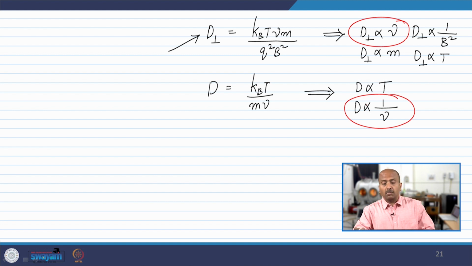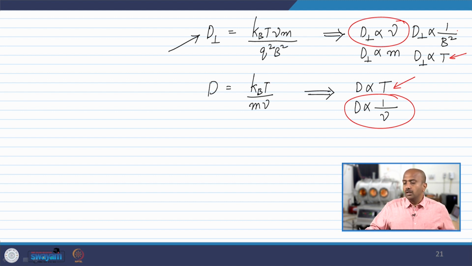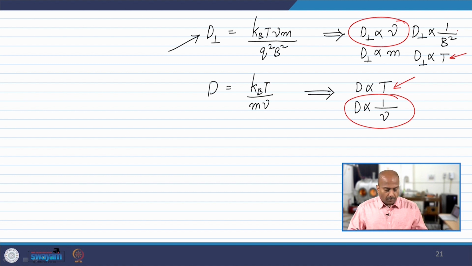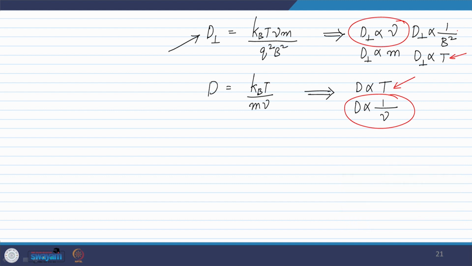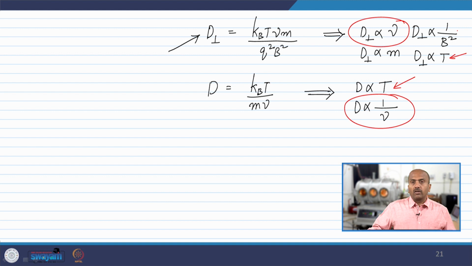D perpendicular is directly proportional to the collisional frequency. And temperature, of course, in both situations it is the same. And mass in this situation is slightly complicated, not direct as such, but the perpendicular diffusion coefficient is proportional to 1 by B². It is natural in the presence of magnetic field. The diffusion coefficient will of course depend on the magnetic field strength. The movement of charged particles parallel to the magnetic field will remain a constant, that means, will remain unaffected.